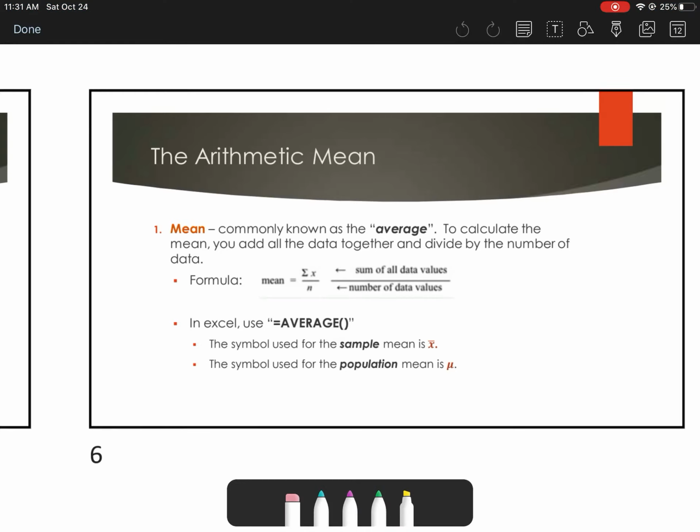So in Excel, if I need to find the mean, I'm going to use this equation right here, equals average, and then in those parentheses, you type in the cells that you're using for that. The symbol for the sample mean is X bar, and the symbol used for the population mean is mu. It's really important that you know the difference between them, especially when we go into Module 3, where we're going to get more into that.